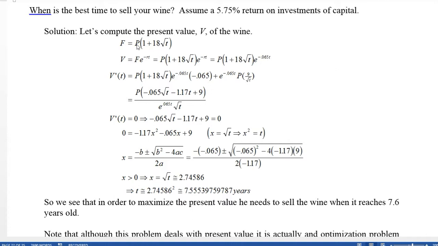And we will get a higher future value at that point than you would at the beginning, because if you put in 7.5 in place of t here, you see the future value is bigger than just using P at that value. Actually, you should figure that out. But it turns out in this case that selling the wine when it reaches 7.6 years old is going to give you the best value.